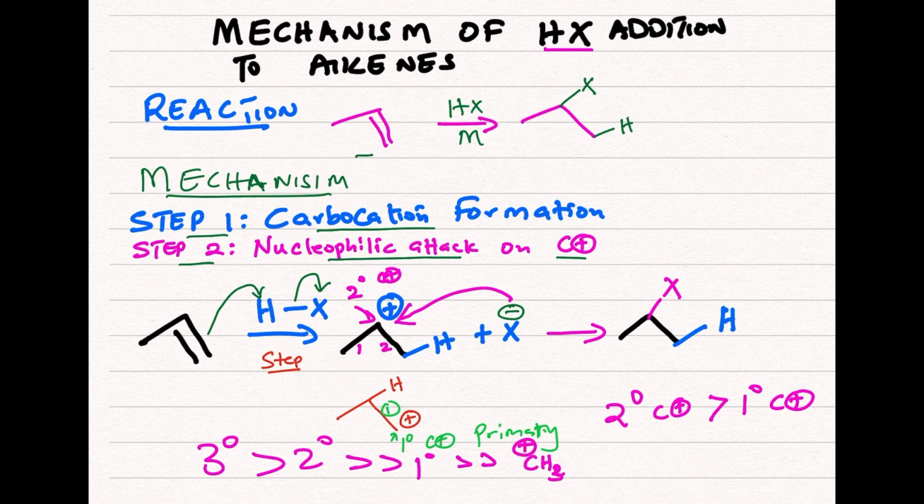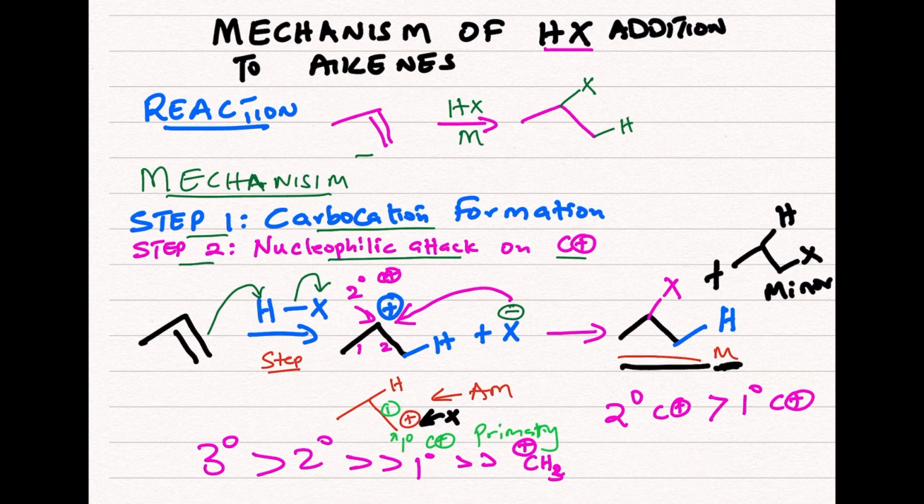This explains why the Markovnikov product is favored, because this gives the Markovnikov product, while this other one will give the anti-Markovnikov product, because you end up with the halogen attacking that carbocation. So you end up with the major product being the Markovnikov product, and the minor product is the anti-Markovnikov product. The major product is the Markovnikov product.